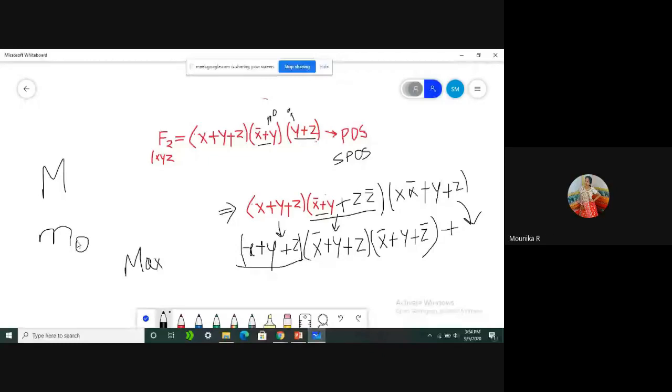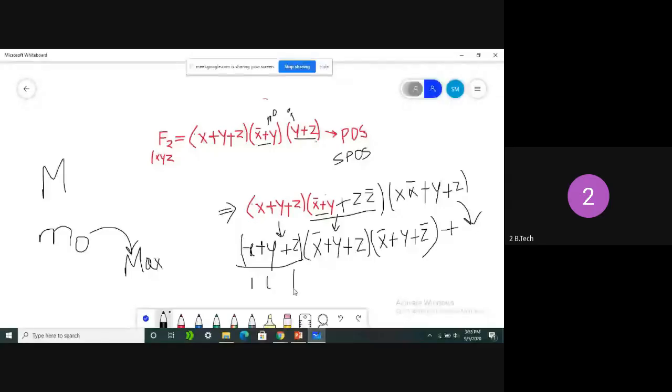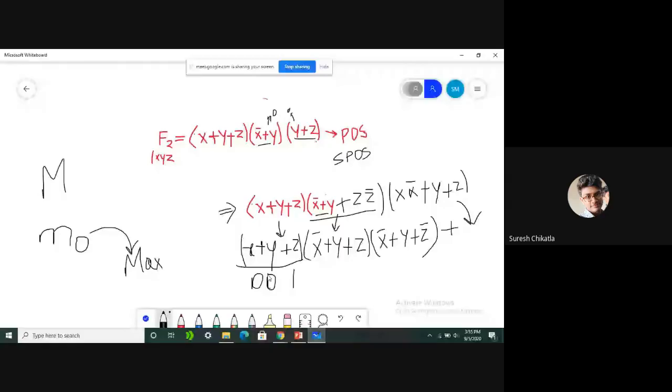Okay. Now we can see here, in min terms what we have seen: if X is there, we take it as 1. If Y is there, we took 1. If Z is there, we took 1, in min terms only. Clear, all of you? But in max terms, it is going to be reversed. So if X is there, what should we do? Here we need to consider 0. If Y is there, we consider 0. If Z is there, we consider 0. So 000 is max 0, small m naught. That is nothing but max 0.